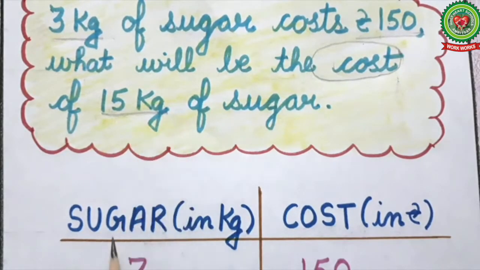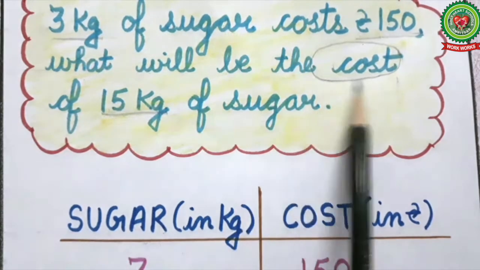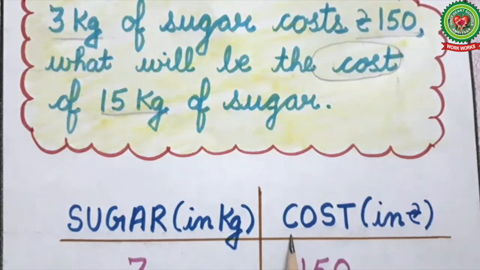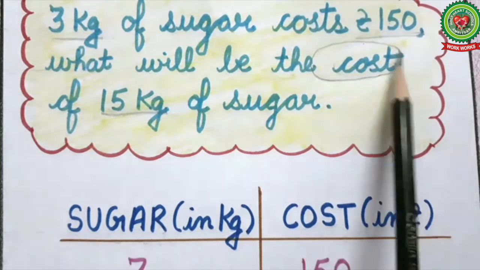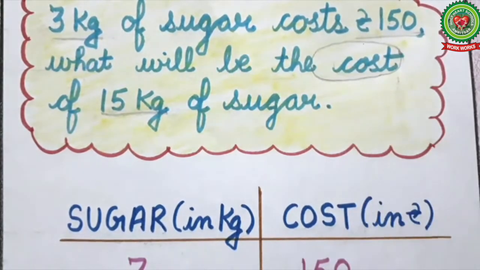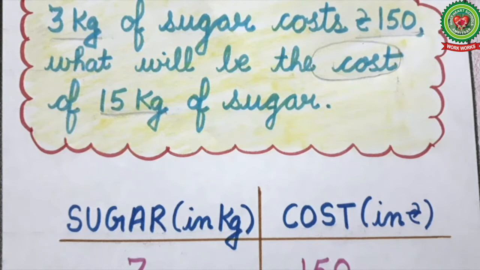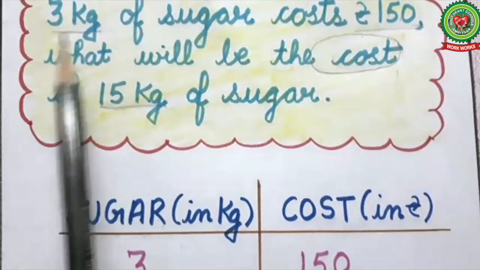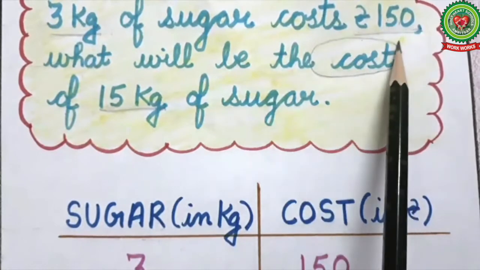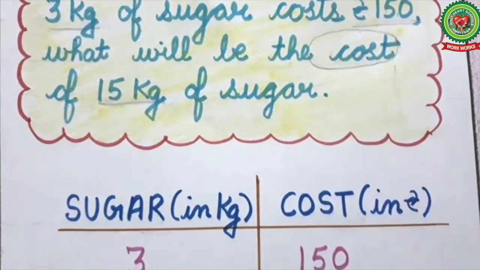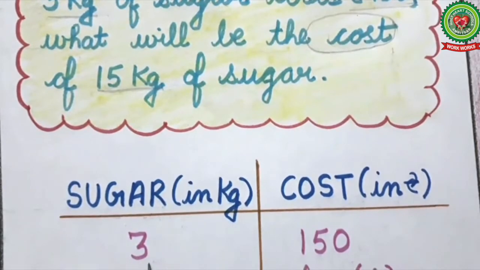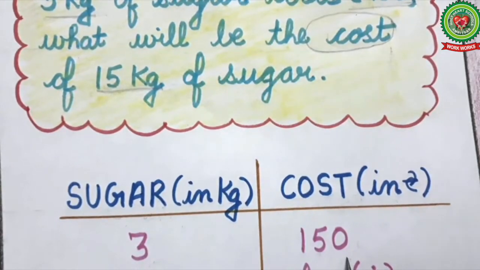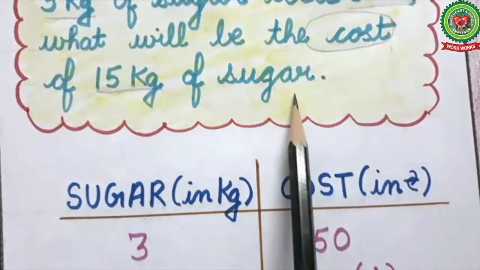Amount of sugar is given, so I have written sugar. On left hand side, units of sugar is kg, so I have written in kg. Need to find the cost, so on right hand side you will write cost. Units of the cost is rupees, so in rupees. After that we will substitute the values in the table. Here it is given 3 kg of sugar cost 150. So in the starting of the table I have written under the sugar column 3 kg, cost is 150. We need to find the 15 kg of sugar.